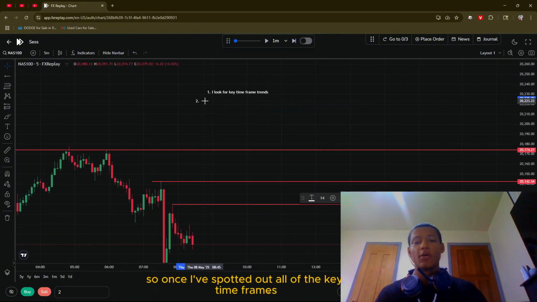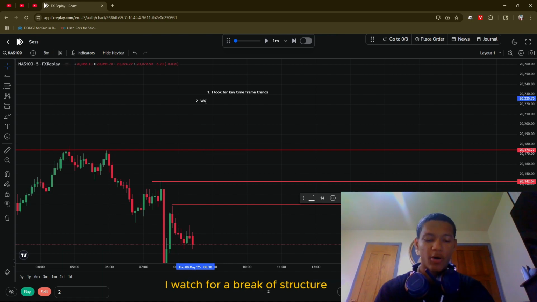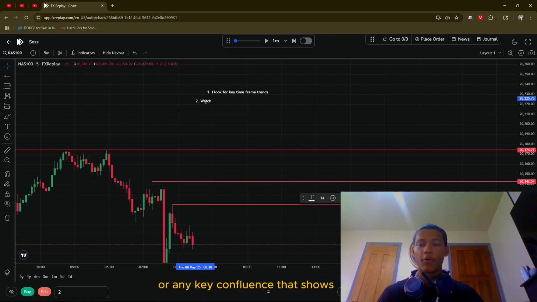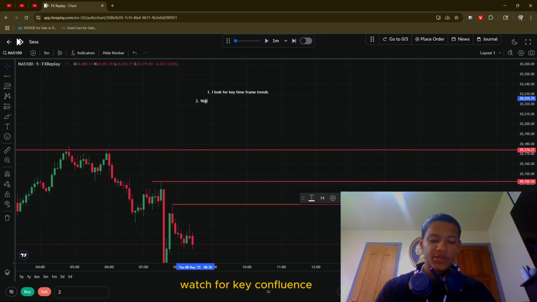So once I've spotted out all of the key time frames, next I like to see where the market moves. I watch for a break of structure or any key confluence that shows where the market wants to go for the day. Watch for key confluences as the market opens.